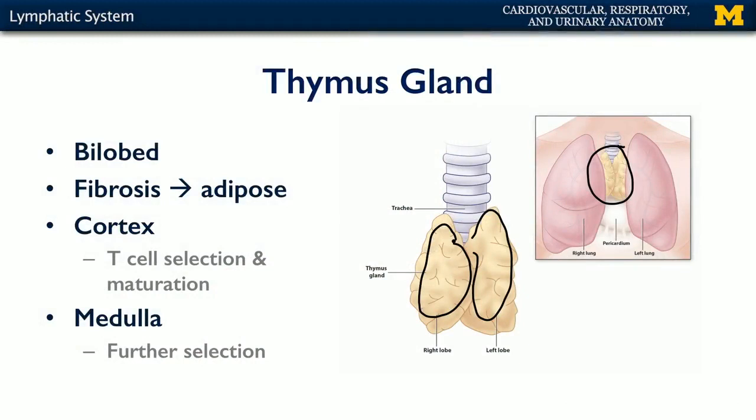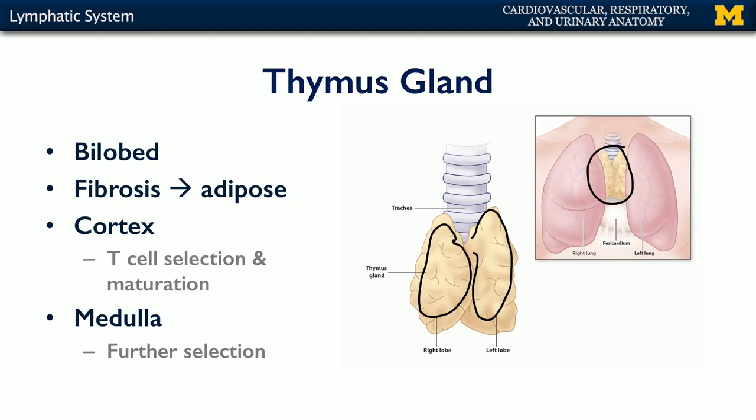It goes through a process known as fibrosis, where that glandular material is replaced by adipose connective tissue. And that's why in older individuals, their thymus gland appears as two masses of thymic fat. Now, the thymus gland has two portions to it. There's an outer cortex and an inner medulla.